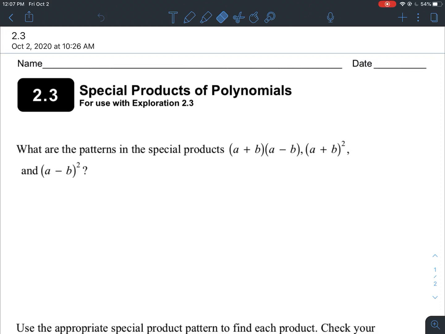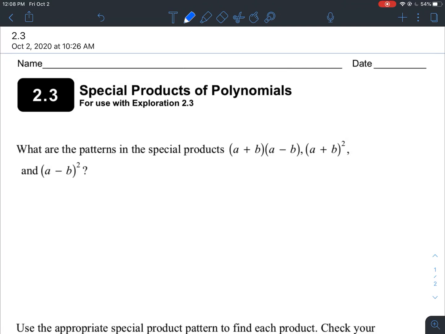Now on to 2.3. So in 2.2 we talked about multiplication. We multiplied two binomials together, right? And then we even got to multiplying a binomial and a trinomial, okay? But today we're going to continue with multiplying, talking about special products. Products is multiplication. Special products of polynomials.